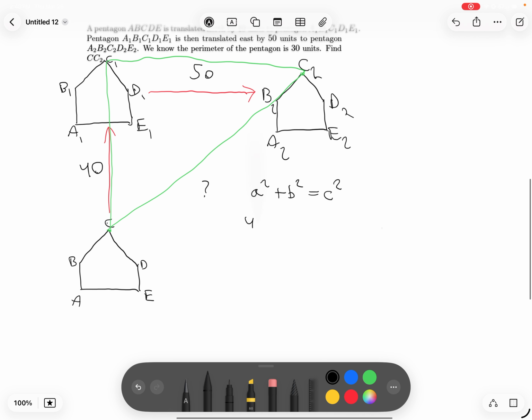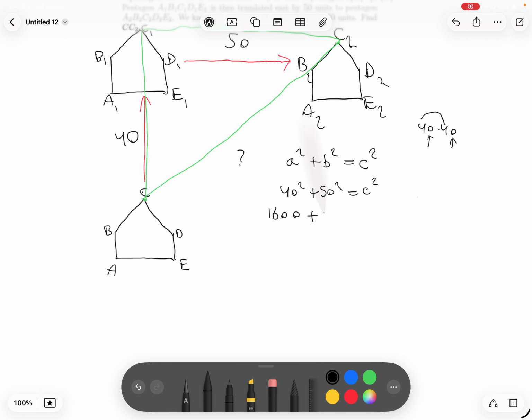Okay, now 40 squared is pretty easy to figure out. It's just 40 times 40, which is 1600. It's something you could just memorize over time. Or you could view it this way, 40 times 40. You could do 4 times 4 first, that's 16. Then you add on the 2 zeros. That gives you 1600. Okay, then the same thing for 50 squared. 50 squared is a nice round 2500. And this all adds up to c squared.